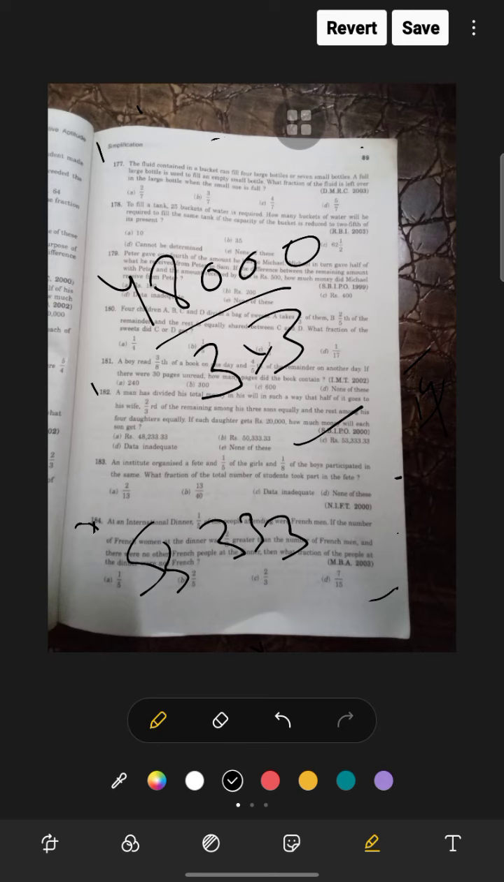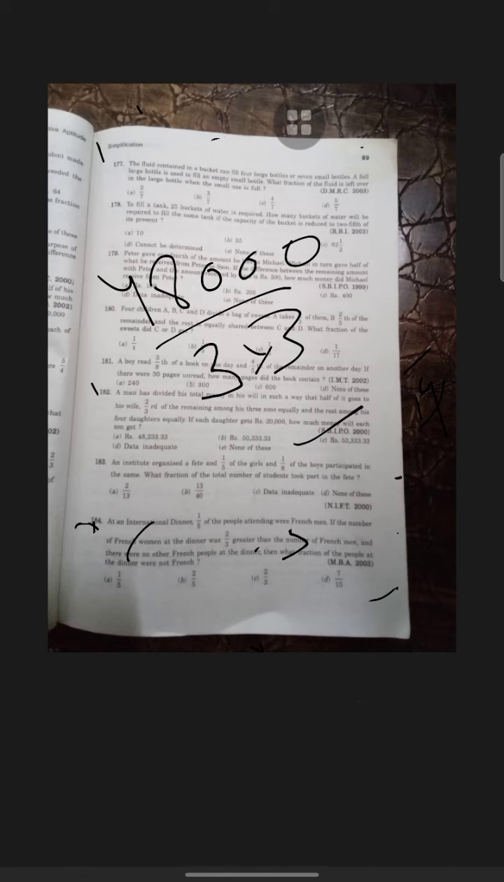Now each daughter is getting 1 by 6 upon 1 by 4, 1 by 24. Now 1 by 24 equals 20,000, so it will be 48,000. So now dividing by 3, each son's share will be 53333.33. Okay, next question.